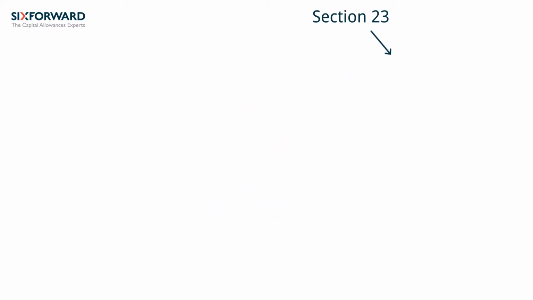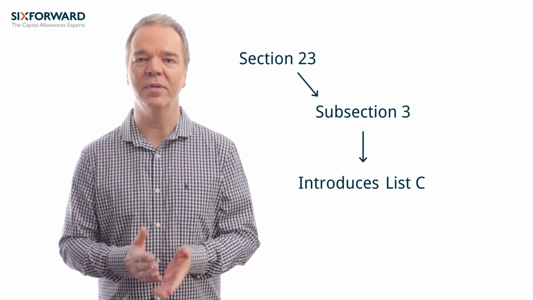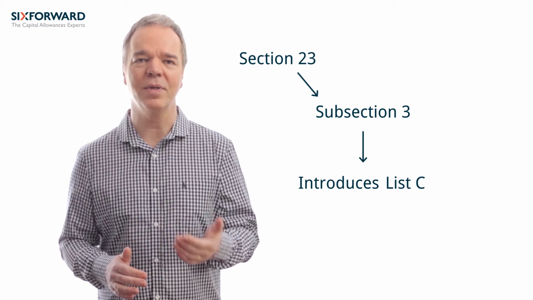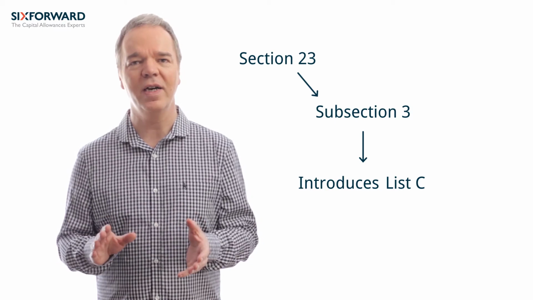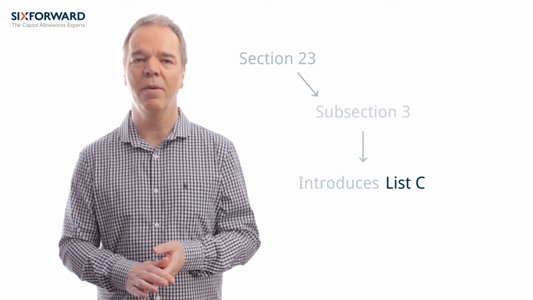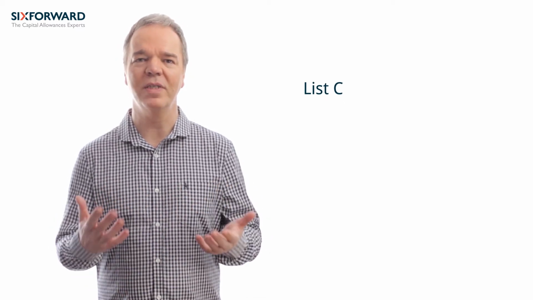For now, though, I'm going to focus on List C, which is introduced by subsection 3. List C is too long to reproduce here on screen, but if you have the Capital Allowances Act to hand, you may like to pause the video and find Section 23. Rather than working through every item of List C, I want to bring out some general principles as to how it works.